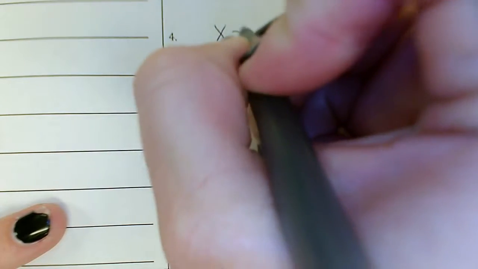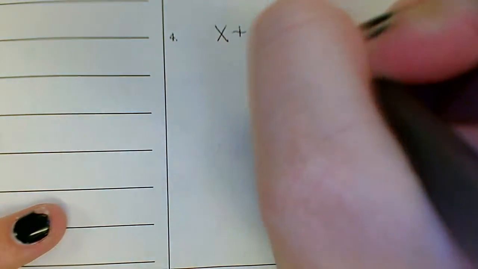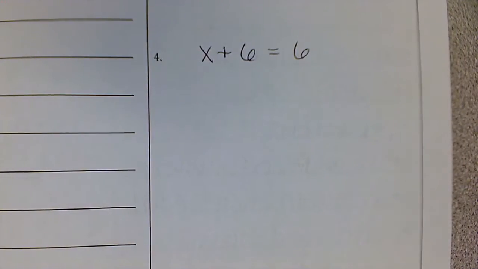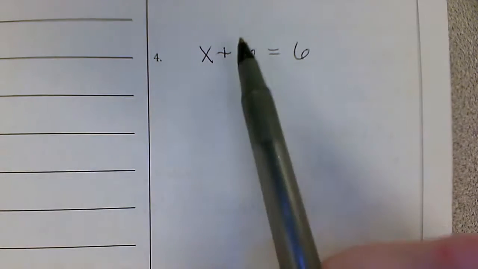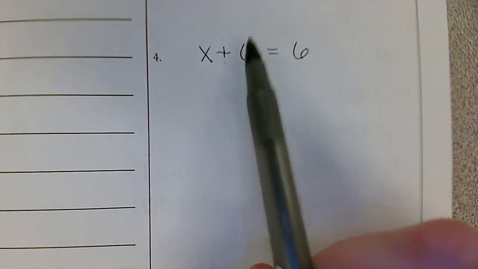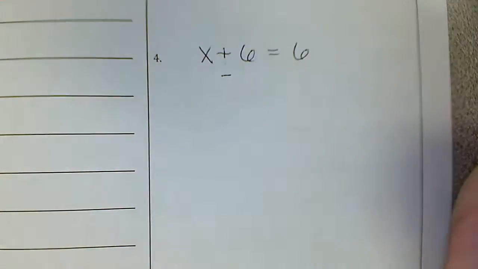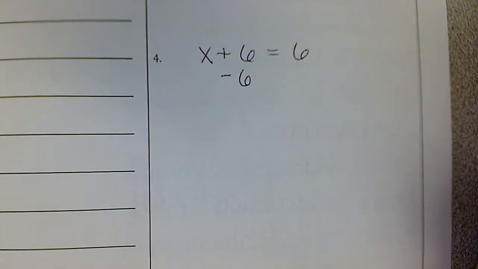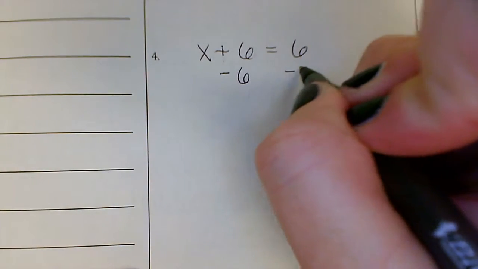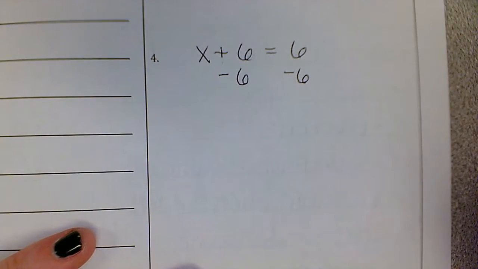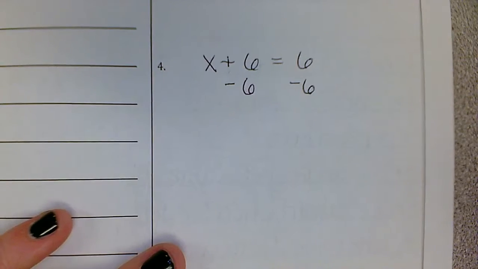X plus 6 equals 6. Who can raise their hand and tell me what I should do first? Julie, yes. How about you tell us what I would do first? Yes, Julie, exactly. So I see plus 6. I see addition. That means I'm going to subtract 6. And I have to be fair to both siblings, so I need to subtract 6 from both sides. And what is going to happen next?